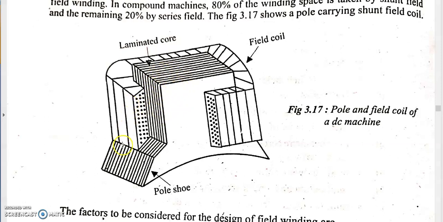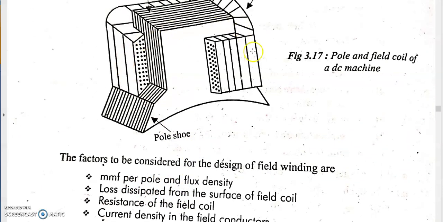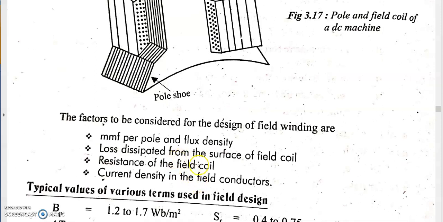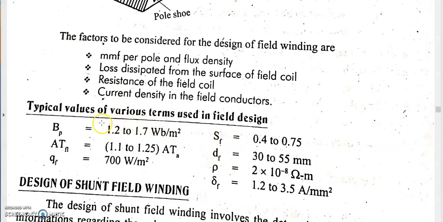So the field copper losses will be produced as well as the field core loss will also be produced. So whatever heat is generated through the losses taking place in the field system will finally be dissipated from the outer surface of the field coil. So the loss dissipated from the surface of the field coil will be calculated, and this loss will depend upon the resistance of the field coil as well as the area of cross section of the field coil. So the area of cross section of the field coil will depend upon the current density of the field conductors. So these are all the factors we are going to consider, and the typical values of various constants are given below.